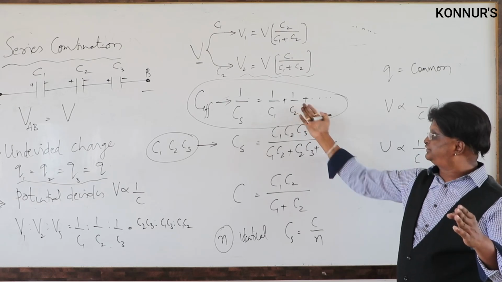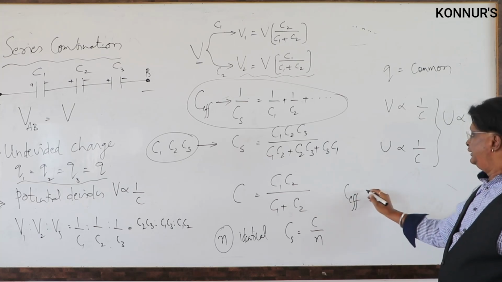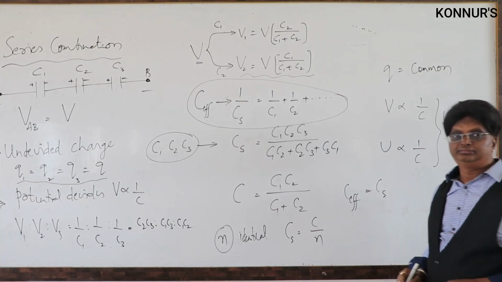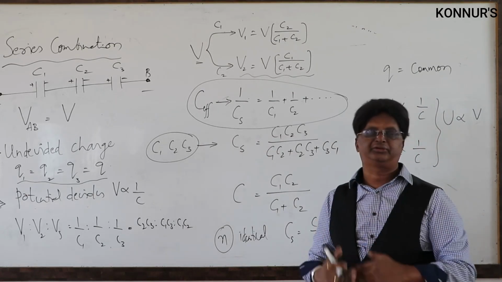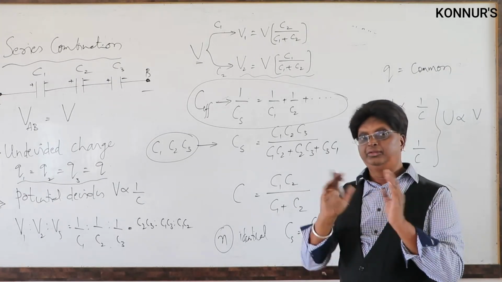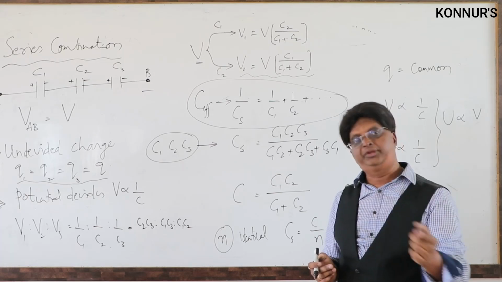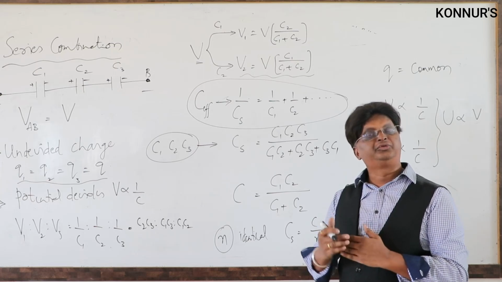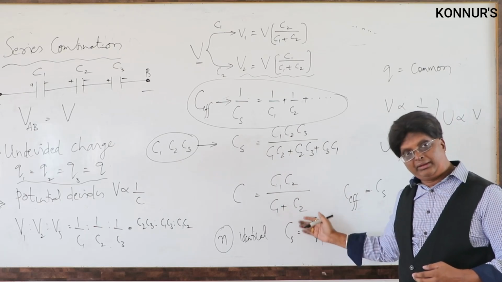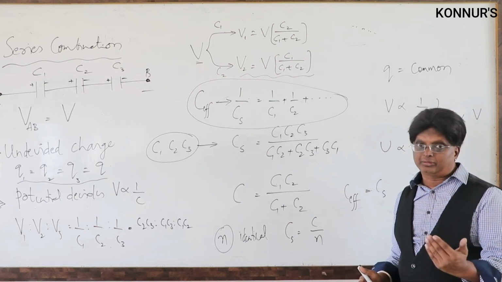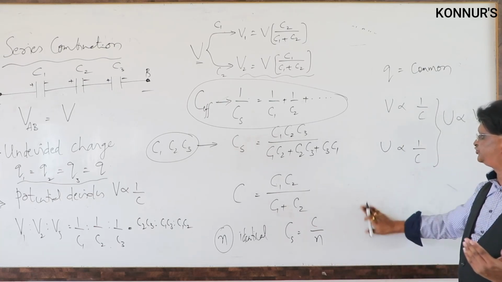And this type of expression will reveal that effective capacity CS is always less than the least value in the group. Supposing there are 3 capacitors or 5 capacitors, any number, in that group, whichever has the least capacity, the effective capacity will be less than that. Supposing you take 3 microfarad and 6 microfarad, what will be the result? 3 into 6 by 9, that will be 2, less than 3 microfarad, right? So effective capacity is less than the least value.